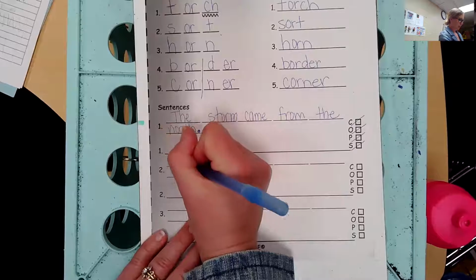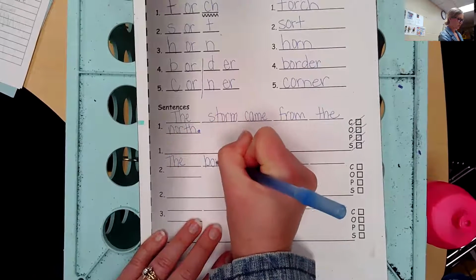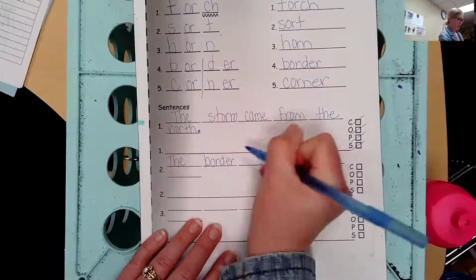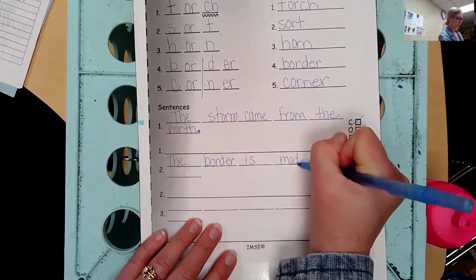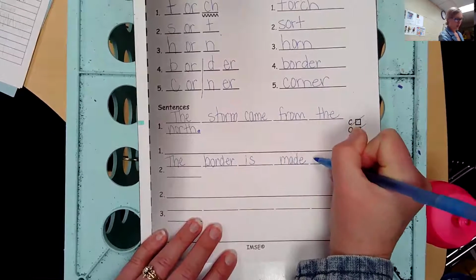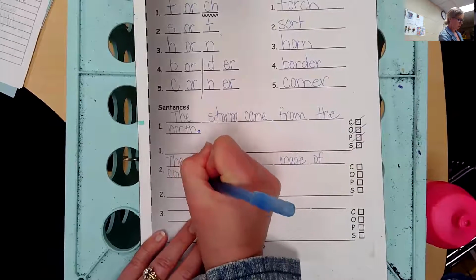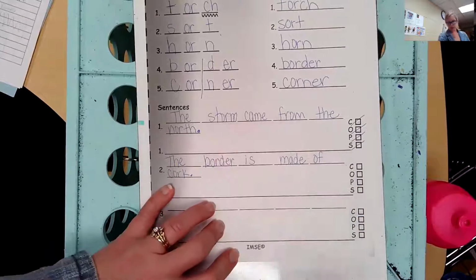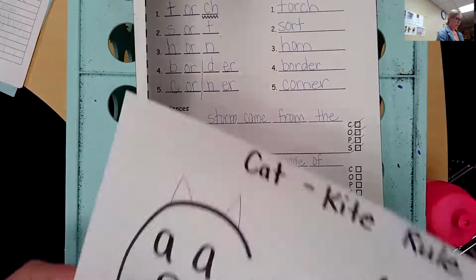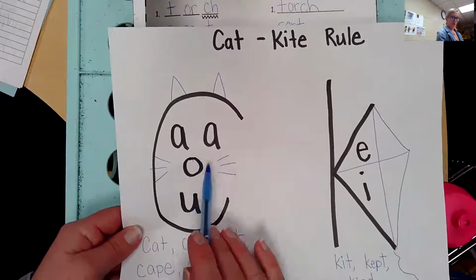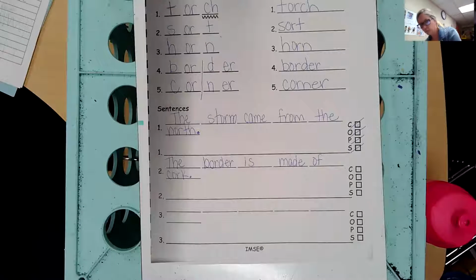Let's write it. The border is made of cork. Okay, let's go back to that cat kite rule again. How do I know if it's a C or a K? Remember, if I have an O after a K sound, it's going to be a C.